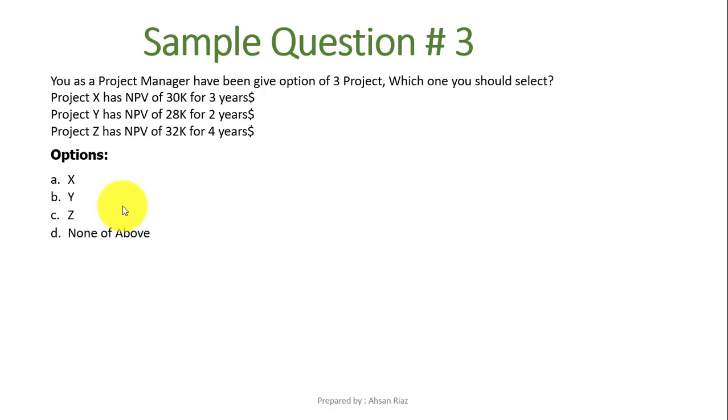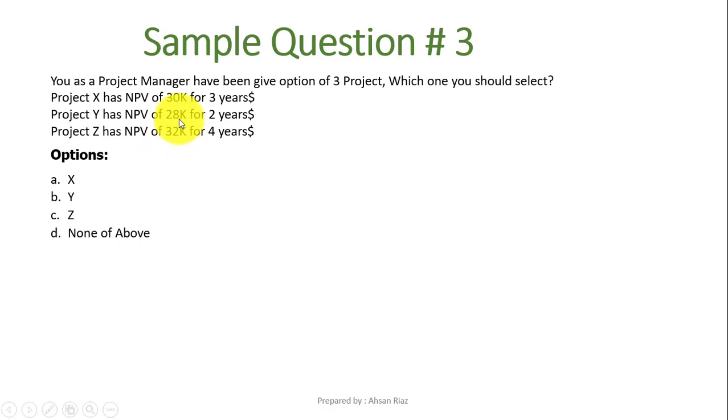Let's see the next question. You as a project manager have been given the option of 3 projects. Which one should you select? Project X has a net present value of $30,000 for 3 years. Project Y has a net present value of $28,000 for 2 years. Project Z has a net present value of $32,000 after 4 years.